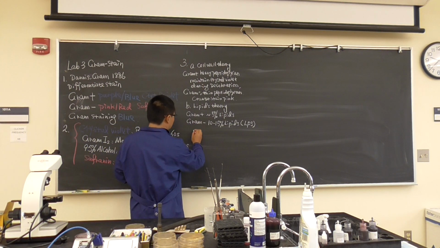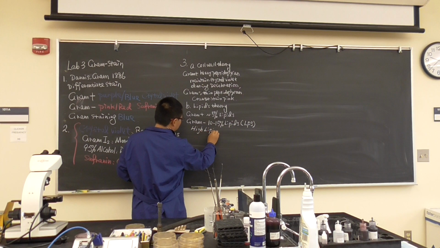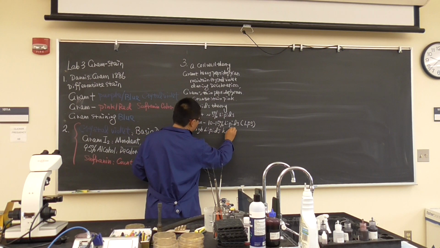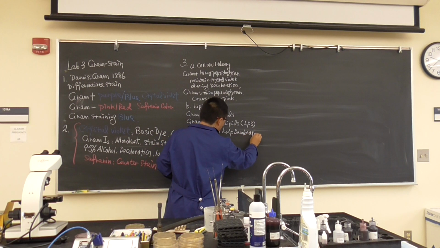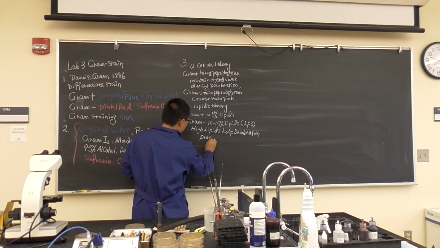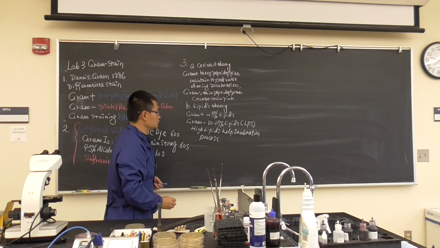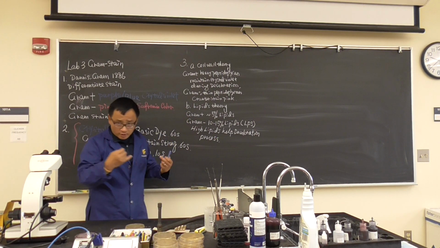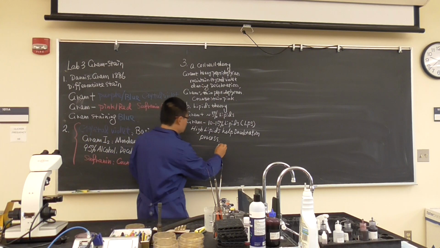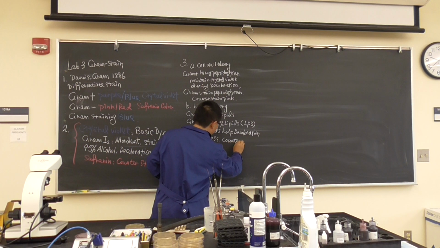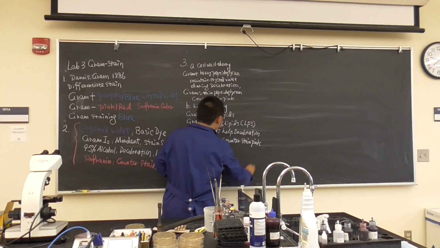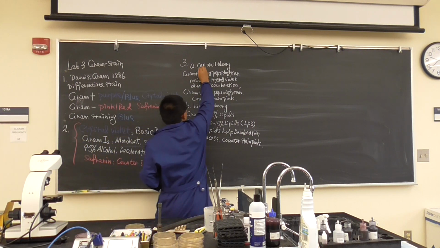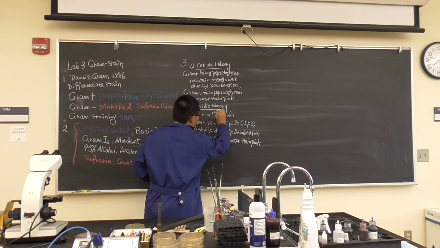Because of this higher lipid amount, we say the high lipid content helps the decoloration process. Therefore, after decoloration, the color is all gone and it's clear, and then you counterstain, showing you a pink color. So that's what we talk about: the cell wall theory and the lipid theory.